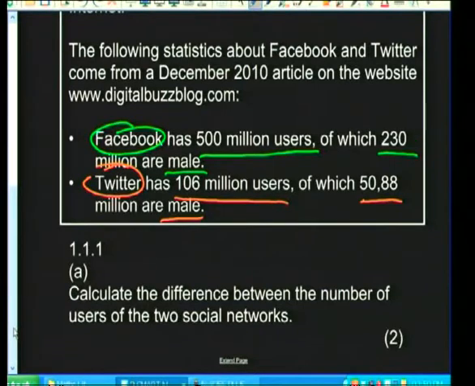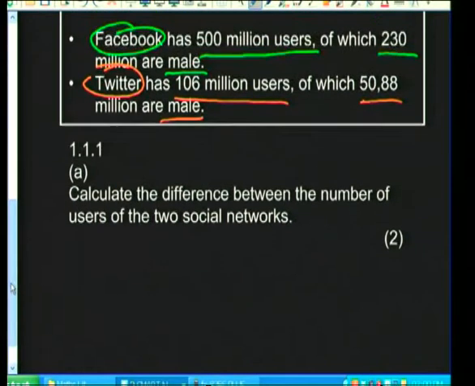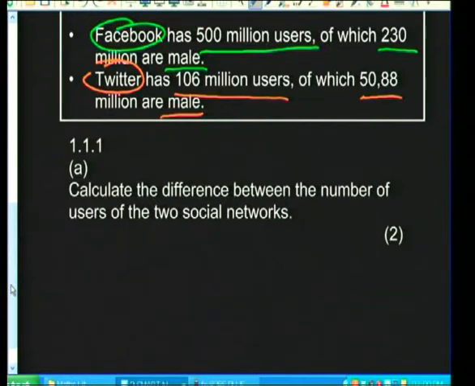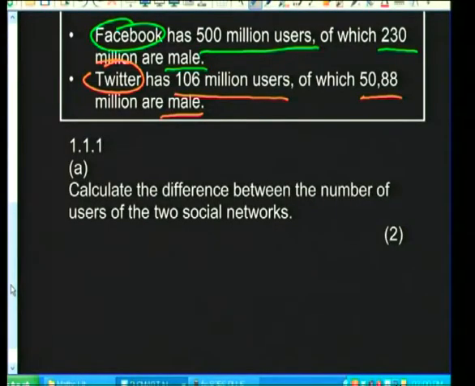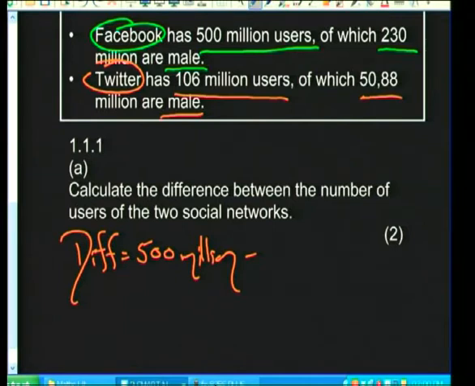First question. Calculate the difference between the number of users of the two social networks. Well, that's kind of easy, isn't it? Because all we're going to say is, the difference is, and notice it's the total difference. It's not saying the difference in the males or the difference in the females, but the overall difference. So here in Facebook, we have 500 million users. So I'm going to say straight away, the difference is going to be 500 million minus 106 million.